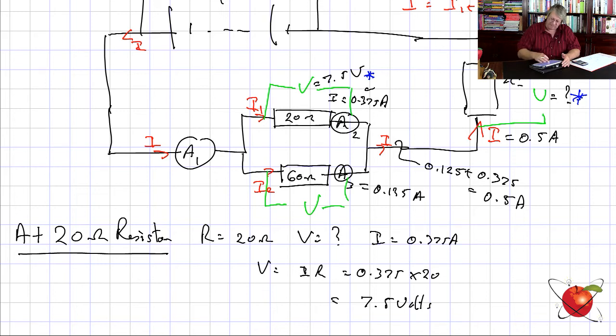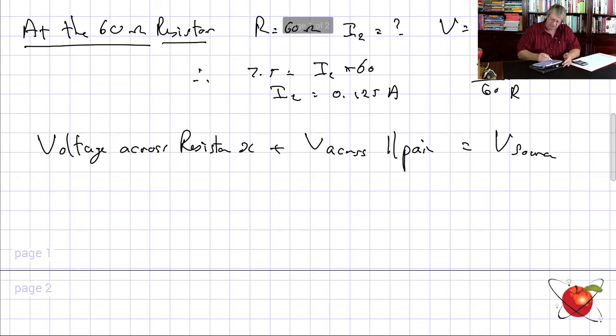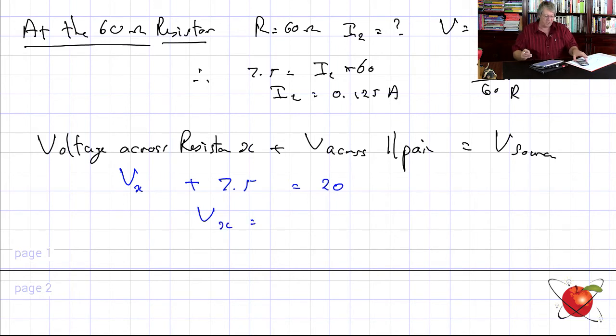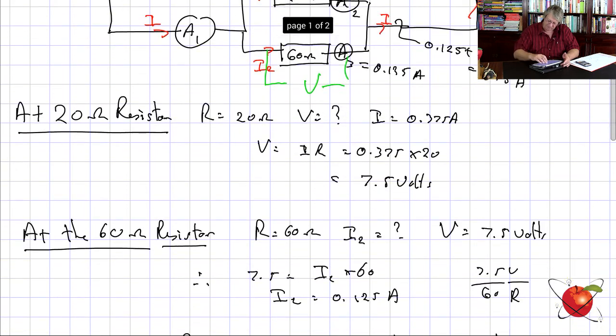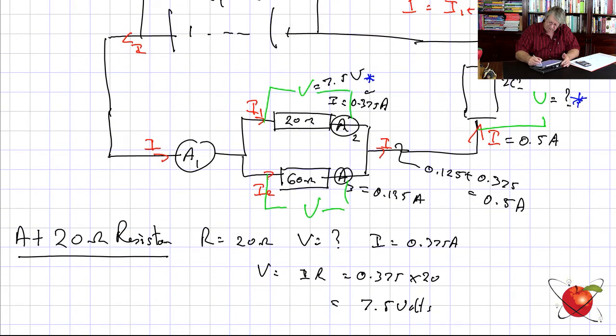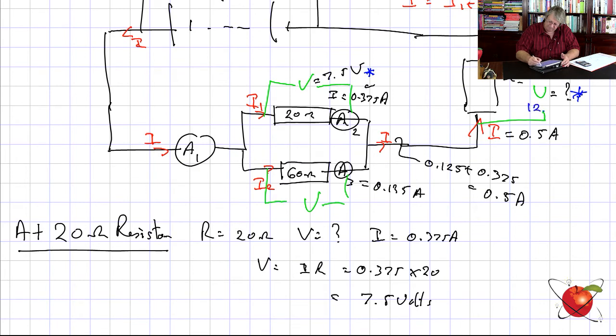So therefore, I can now work it out. The voltage across resistor X, let's say Vx, plus the voltage across the parallel pair, which was 7.5, must be equal to 20. So the voltage across X must be 20 minus 7.5, which is 12.5 volts. Now we go back up and put it in. You are 12.5 volts.